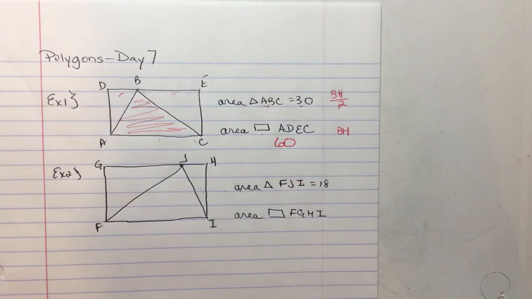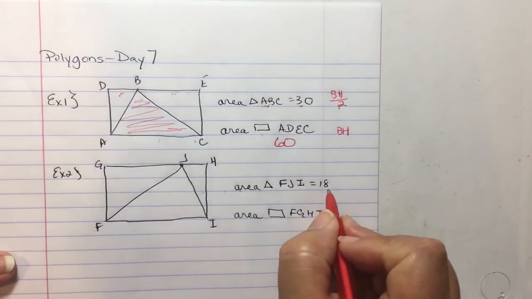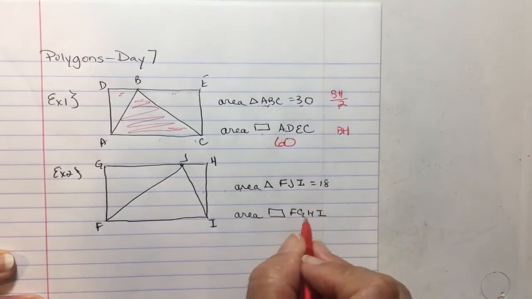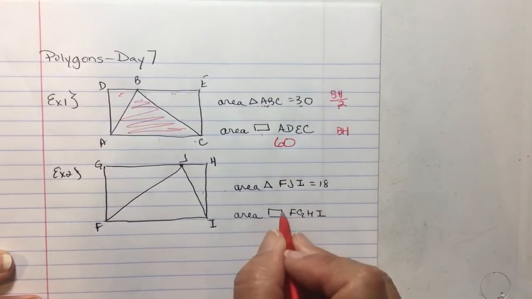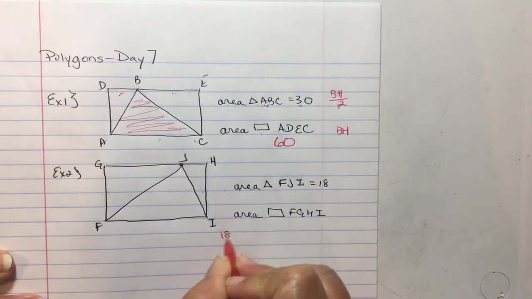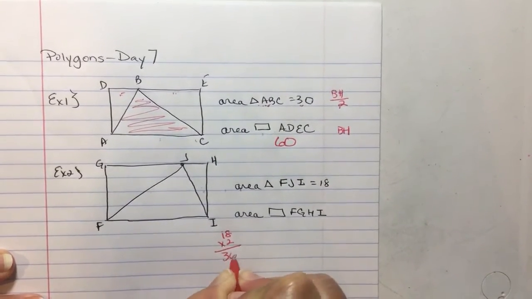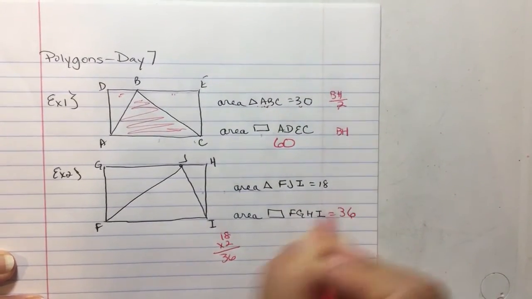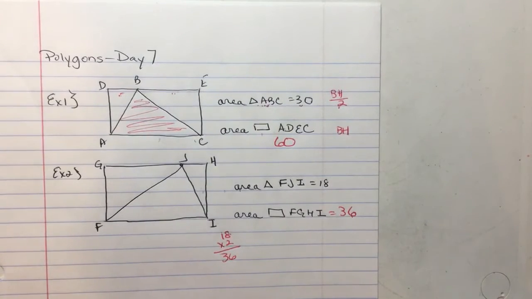Now, to get the answer, remember the triangle was divided by 2. So the number you got before you divided by 2 was the rectangle. So before you divided by 2, you got 36. The area of the rectangle is 36.